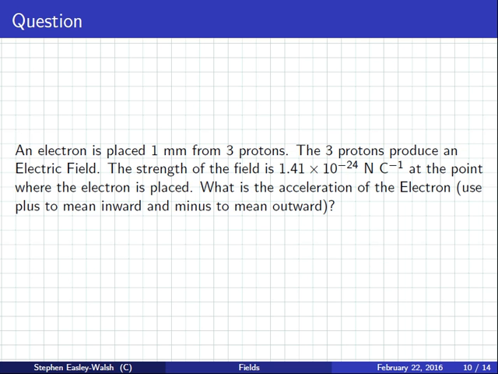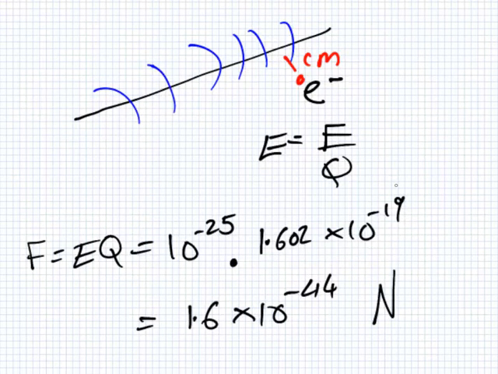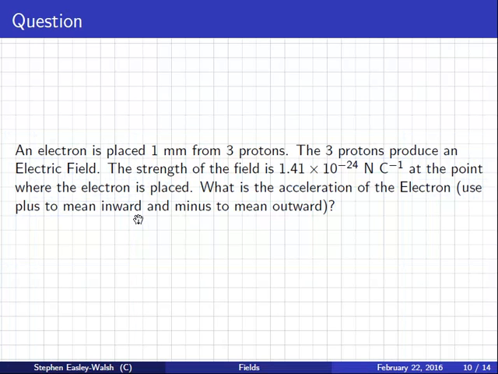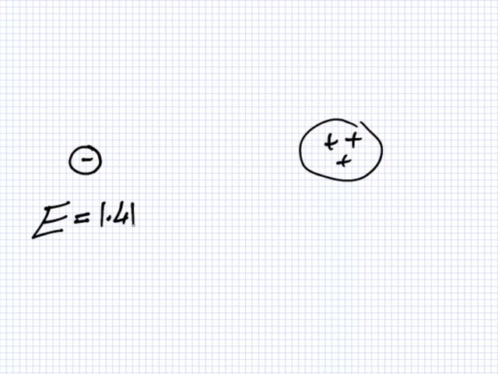At the electron location. Alright, so let's draw this. You have your 3 protons, and then you have your electron here. What's the strength here? What did I say it was? 1.4 times 10 to the minus 24 newtons per coulomb.